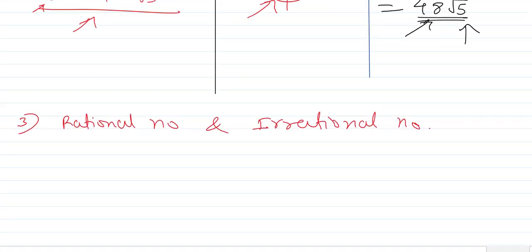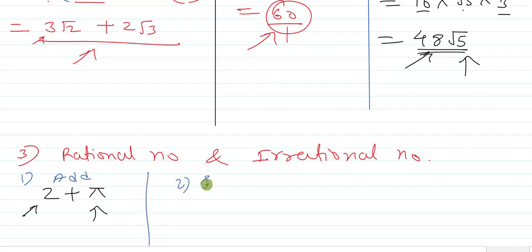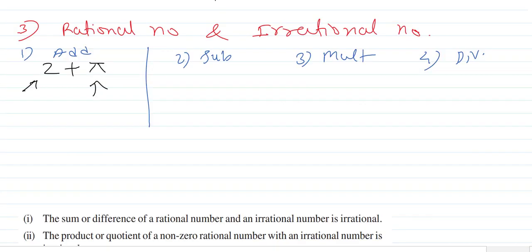So let's take some example. If I add 2 to an irrational number, let's suppose take the irrational number pi. We know that pi is also an irrational number. Here one is a rational number, second one is an irrational number. Let me write here first type, that is addition. Second type, subtraction. Third type, multiplication. Fourth type, division. Okay.